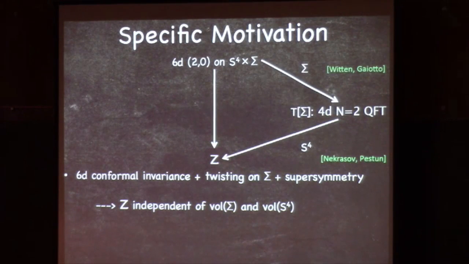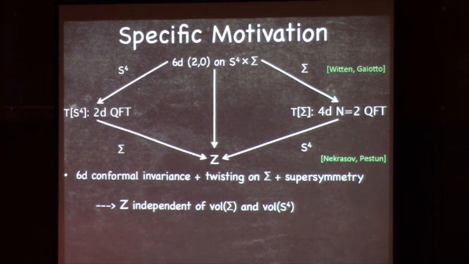So on the one hand, we can first think of sigma as being very tiny. In that case, we'll reduce to some 4-dimensional effective field theory, which is an N equals 2 field theory. These are the famous class S theories that have been very well studied. And then we can put that same theory on S4 and get this quantity Z that we were originally interested in.